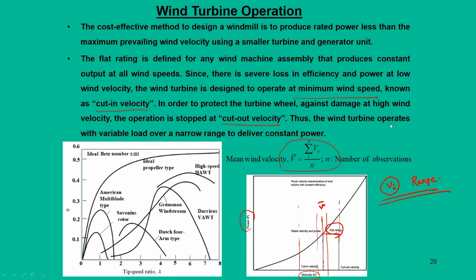So, the wind turbine must have the capability to operate at variable loads over a narrow range to deliver a constant power. So, you have to operate at various wind speed loads, but give a constant power. This is the entire summary, irrespective of what turbine we are going to use.